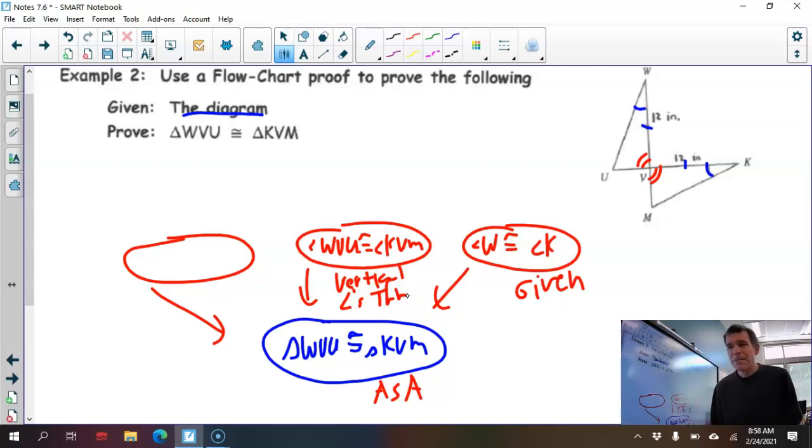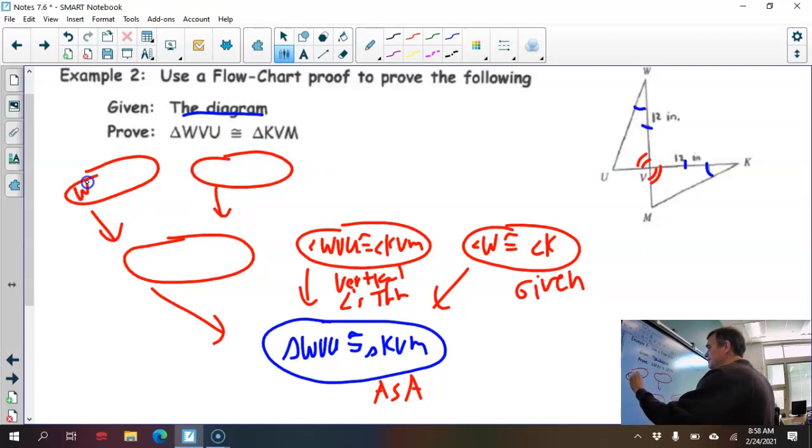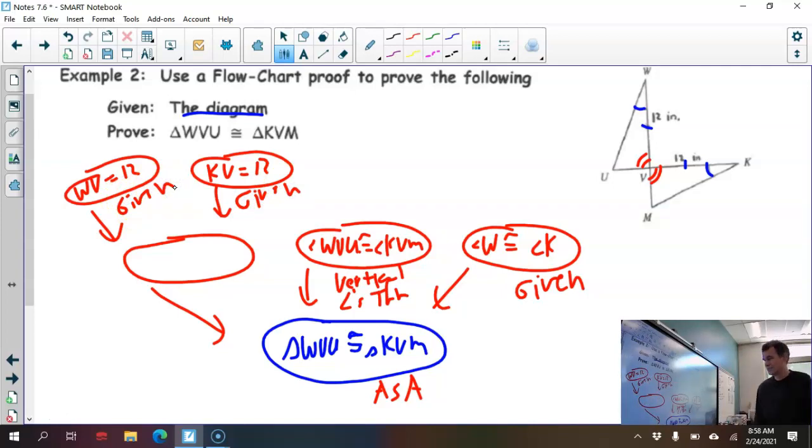All right, now how do I know those two side lengths are equal? You've got to be careful here. Of course they're equal. They're both marked 12 inches, but that doesn't mean they're congruent. That just means they have equal measures. How do I know they're congruent? So I actually need a couple circles up here to feed into this one. And in these circles, I'm going to put that WV equals 12 and KV equals 12, because that's what was actually given in the diagram.